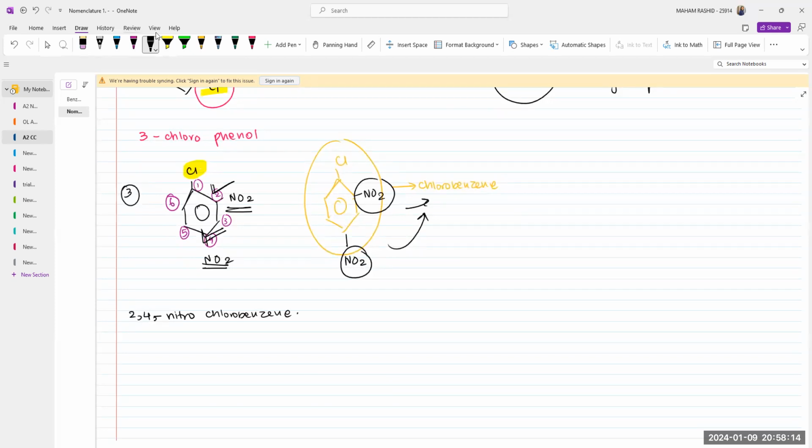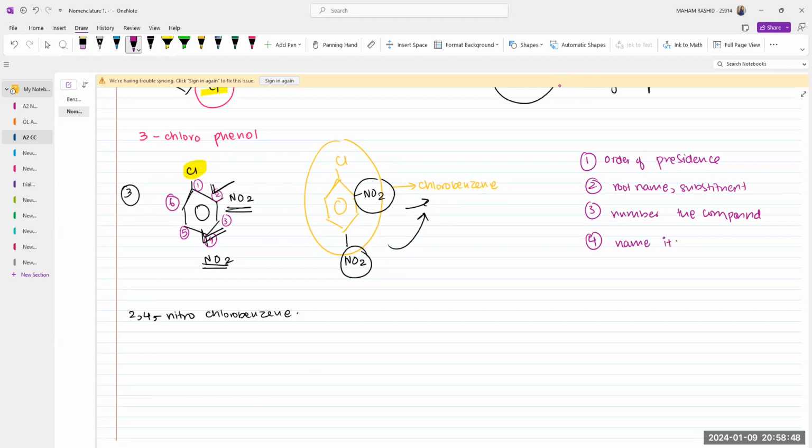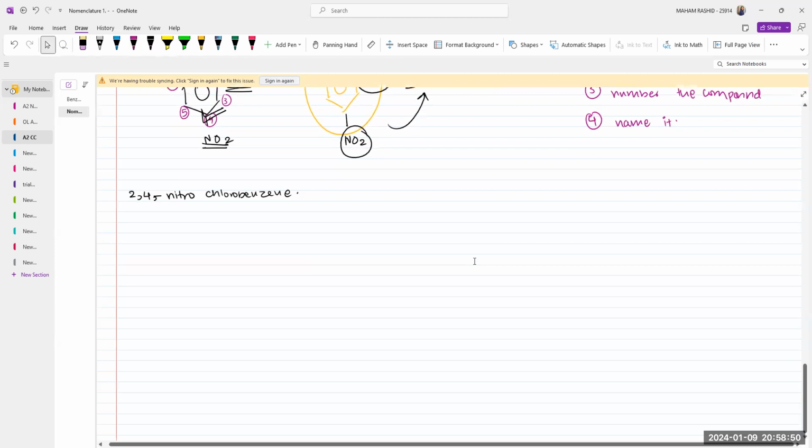So what do we do when we need to name all of these? We first see the order of precedence. Then we decide which one needs to be the root name, which one needs to be the substituent. Then we number our compound. And then we name it. Now, one last example.